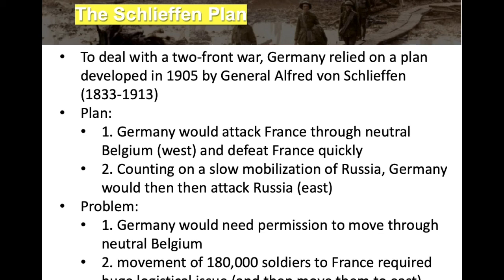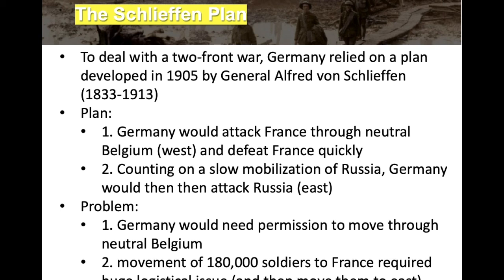Next is the Schlieffen Plan of Germany. To deal with a two-front war, Germany relied on a plan that was developed in 1905 by General Alfred von Schlieffen. And you can see his dates, 1833 to 1913, he would die before his plan was even put into place. But this is how they would deal with a two-front war. Number one, Germany would attack France through neutral Belgium in the west and defeat France quickly. Now, this plan counted on a slow mobilization of Russia, of their forces in Russia. So if they defeat France quickly, then Germany can swing their army all the way to the east again and defeat Russia.